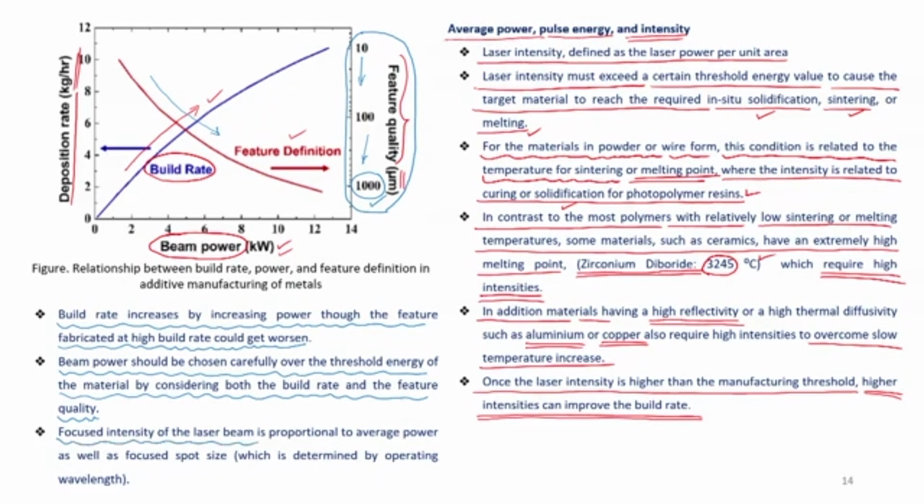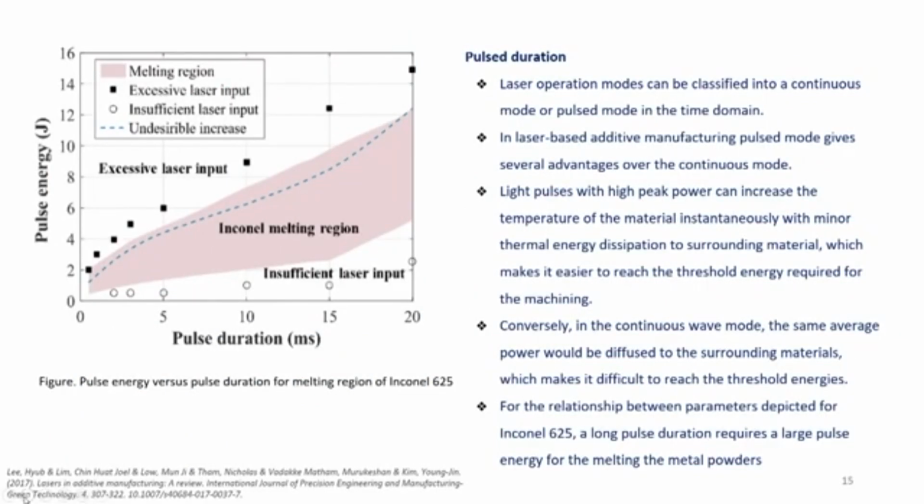Focused intensity of the laser beam is proportional to average power as well as focused spot size, which is determined by the operating wavelength. So, focused intensity of the laser beam, here I would like to mention, is proportional to the average power and the focused spot size. So, that we have seen already, the intensity or the flux is power divided by area. So, this we have already seen, again it is noted over here. Now, next parameter is pulse duration.